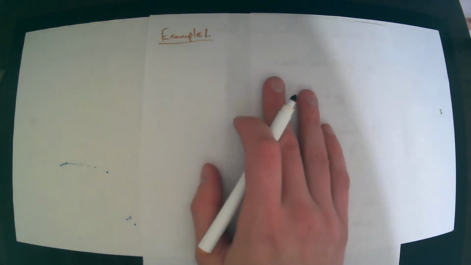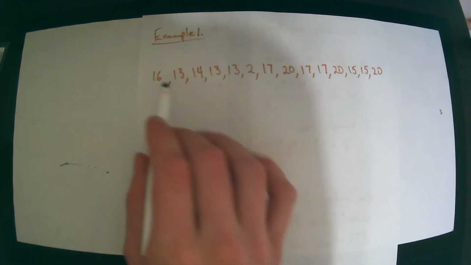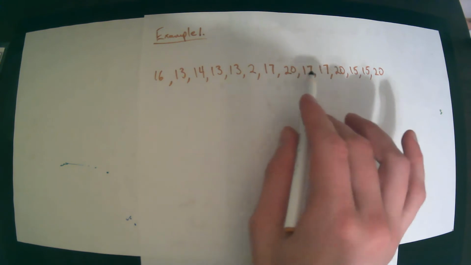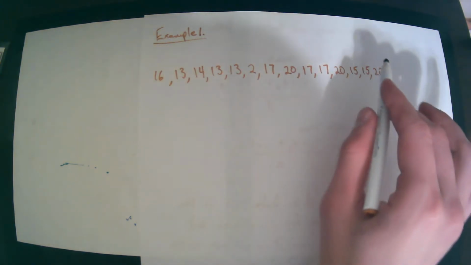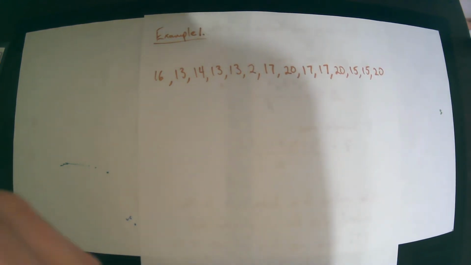Okay, let's say this is our data set. We've got 1, 2, 3, 4, 5, 6, 7, 8, 9, 10, 11, 12, 13, 14 numbers. We have 14 numbers. Now, in this problem, I'm going to ask for the mean, median, and mode. It's not really important in this context that I tell you whether it's a population or a sample.